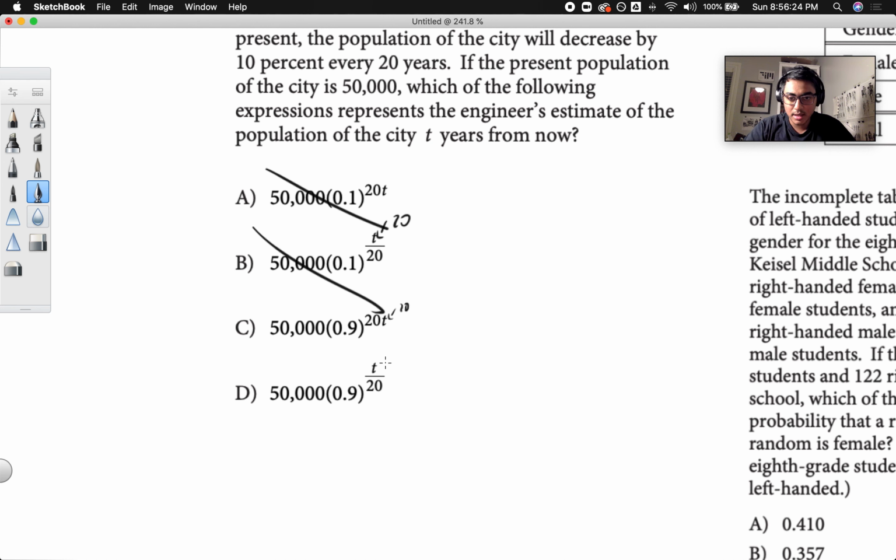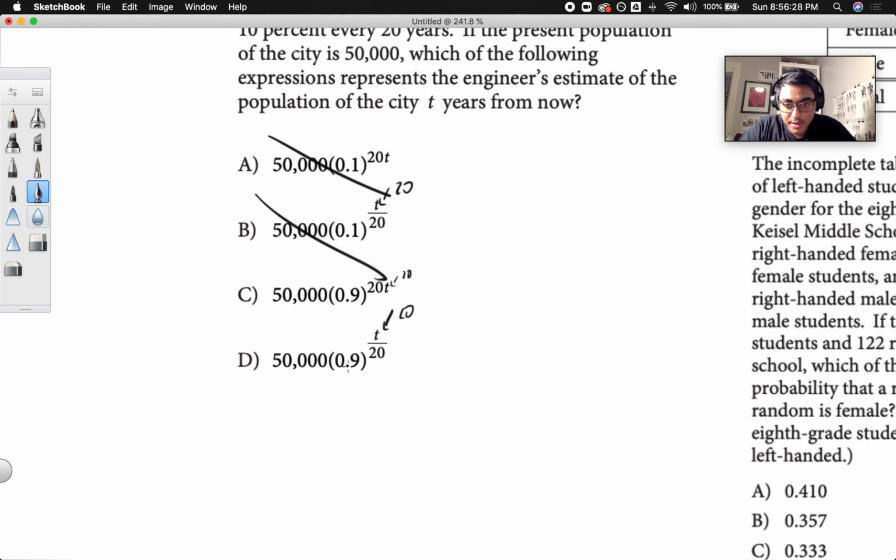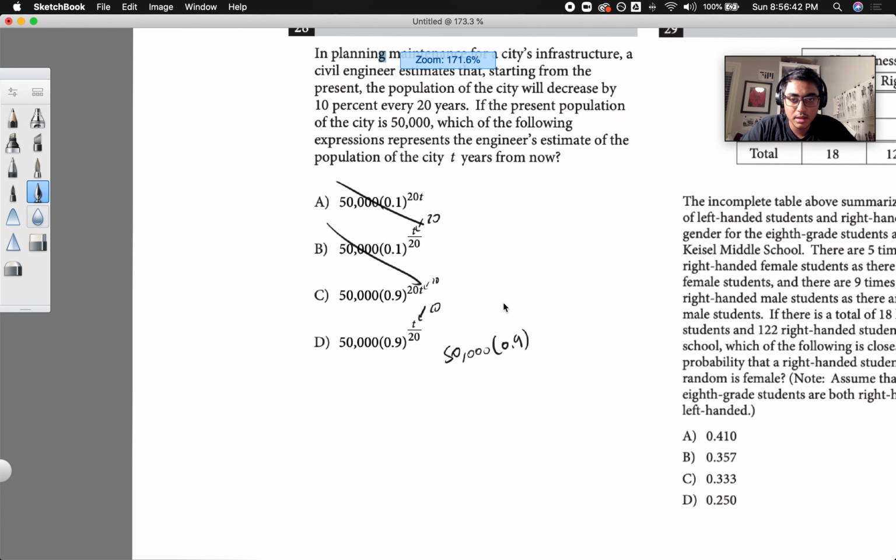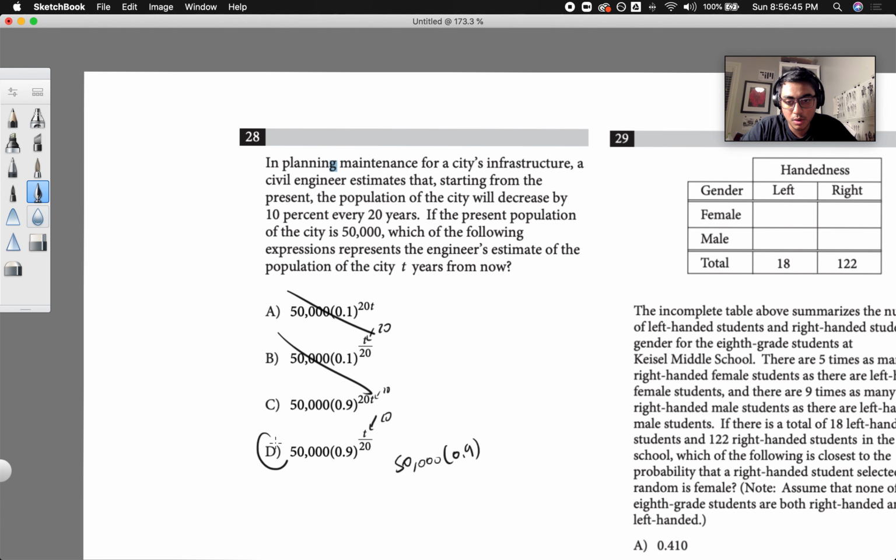This doesn't make sense. Here though, if you plug in 20, 50,000 times 0.9 to the power of 20 over 20, 0.9 to the power of 1, you'd be left with 50,000 times 0.9, which is 90% of your initial amount, which corresponds with what the question said. So it's D.